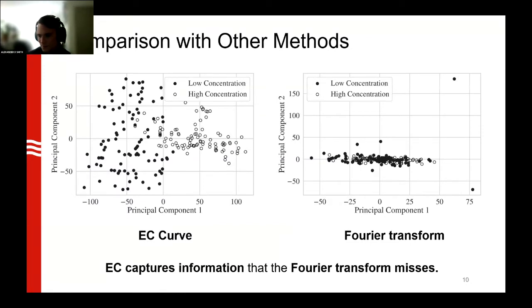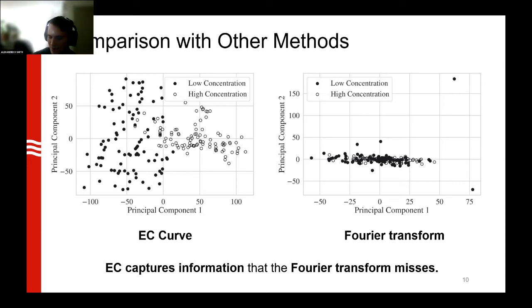Now, just to show you that this isn't a trivial result, I'm going to compare a low dimensional representation that we obtained from the Euler characteristic curve versus the 2D Fourier transform of the system. On the left-hand side, we're taking our Euler characteristic curves, which are essentially a vector of numbers, stacking those vectors into a big matrix, and performing PCA on that matrix. We're going to do the same thing with the Fourier transform, taking the coefficients of that Fourier transform, stacking them into a big vector, and performing PCA.